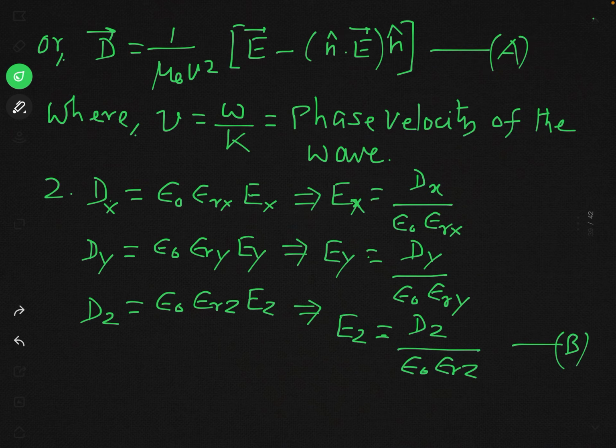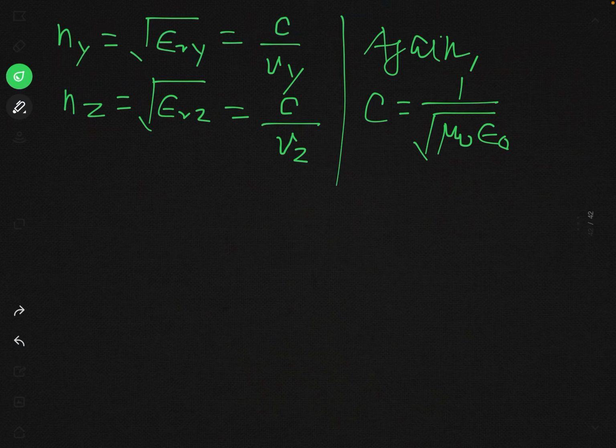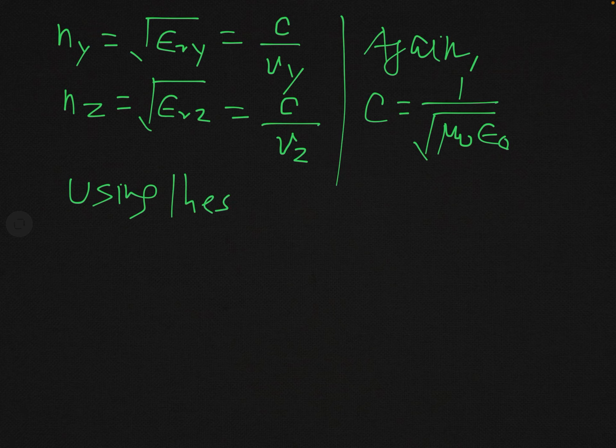This is equation B. You can see here I have defined Ex, Ey and Ez, and in this expression there are epsilon Rx, epsilon Ry, epsilon Rz. We will substitute epsilon Rx, epsilon Ry, epsilon Rz in terms of the refractive index. So you can write, from equation B, using these in equation B, what will be our result?